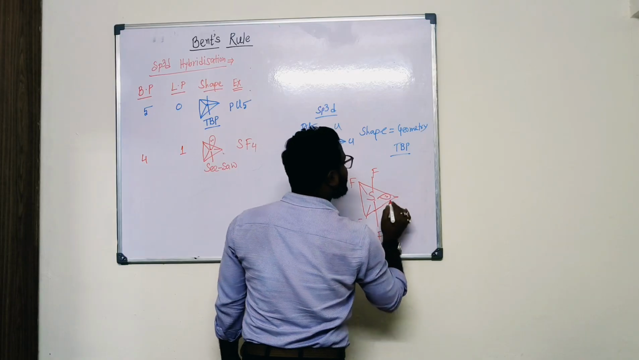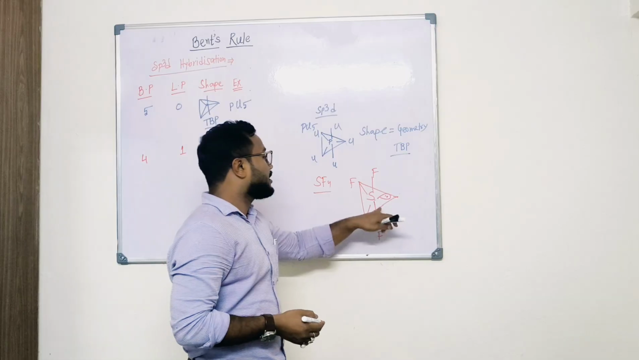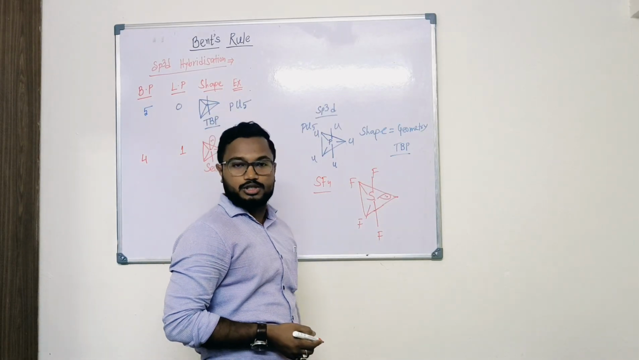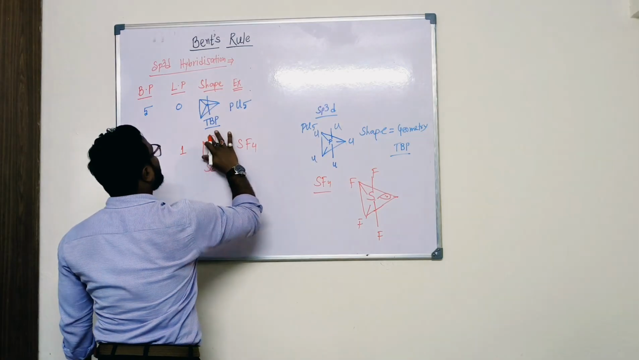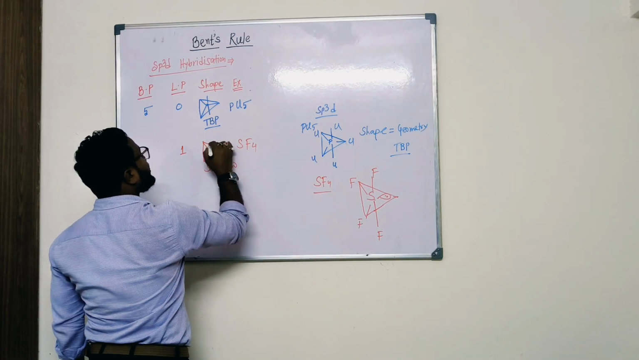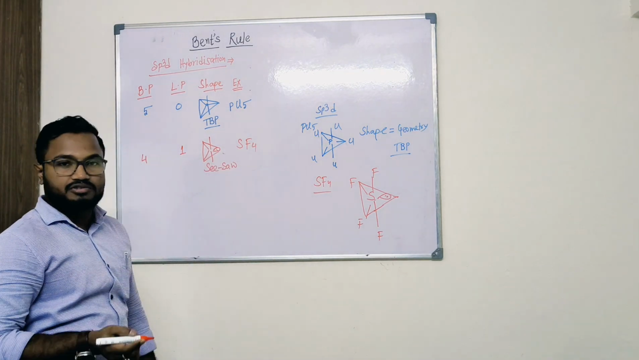And this is more appropriate. We cannot draw the previous one. Why? Because in that case the most electronegative atom will not be in axial positions. Here also we can say that there are 2 possibilities, but this possibility will be better for the seesaw structure.